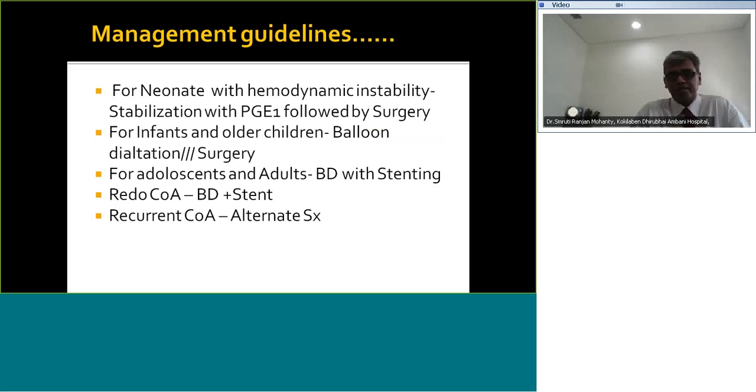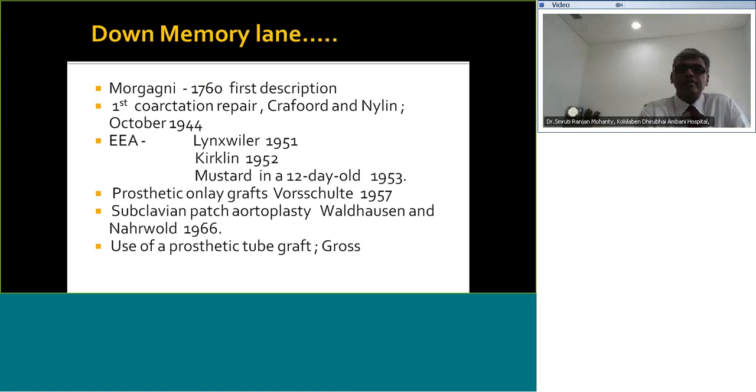Now for adolescents and adults, balloon dilatation with stenting is the preferred method now. For redo coarctation, especially after balloon dilatation or after surgery, balloon dilatation and stent is the answer. For recurrent coarctation, where surgery is already done and it's not amenable to balloon dilatation or stent, there are situations where you have to resort to alternate surgeries.